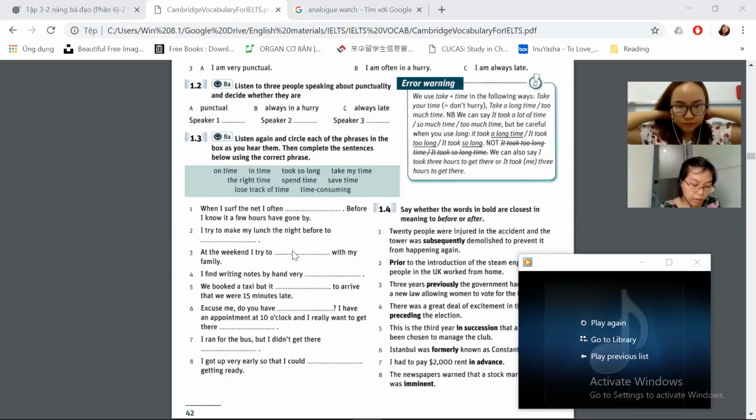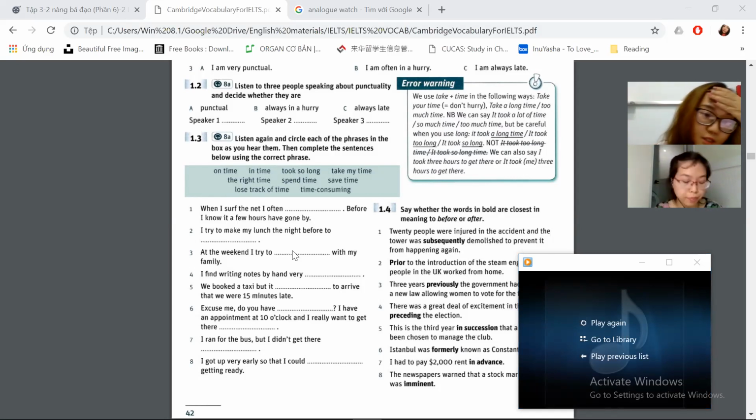Number 6. Excuse me, do you have the right time? I have an appointment at 10 o'clock and I really want to get there on time. Yes. So do you have the time means what is your time? Watch, right? Yeah. They ask you like, what is your time or what is the time or what time is it? Or do you have the time? They are all the same meaning. So the one asks for the time.